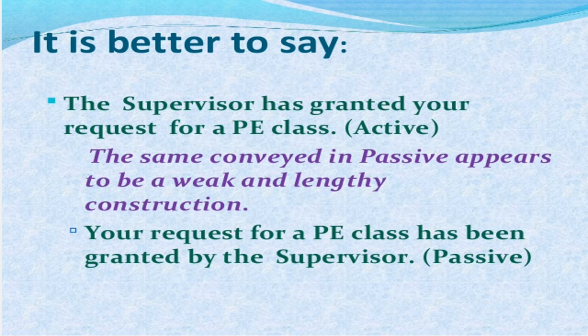So here you'll see what is better to say. The supervisor has granted your request for a PE class. This is a straightforward active voice. The same is conveyed in passive voice as a weak and lengthy construction. So the same sentence changed to passive voice becomes, your request for a PE class has been granted by the supervisor. So the same direct sentence now becomes slightly more lengthy.